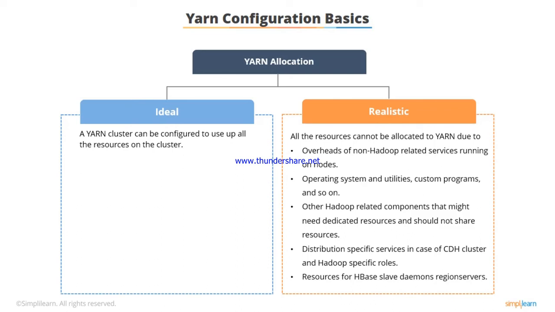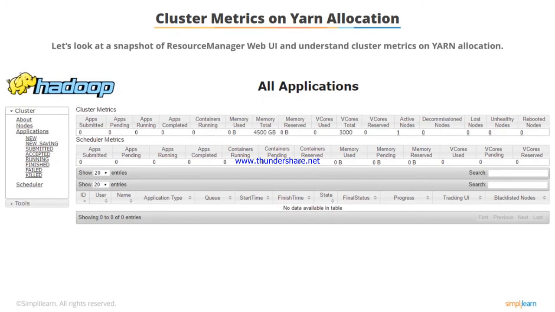Once resources are allocated to components, the rest can be allocated for Yarn. Properties for the Yarn cluster are specified in the Yarn configuration file yarn-site.xml. It is a new config file introduced in Hadoop version 2 with the advent of the Yarn framework. Let's look at a snapshot of the Resource Manager Web UI and understand cluster metrics on Yarn allocation.